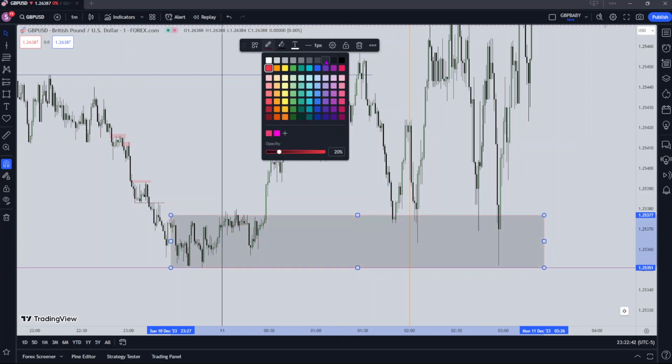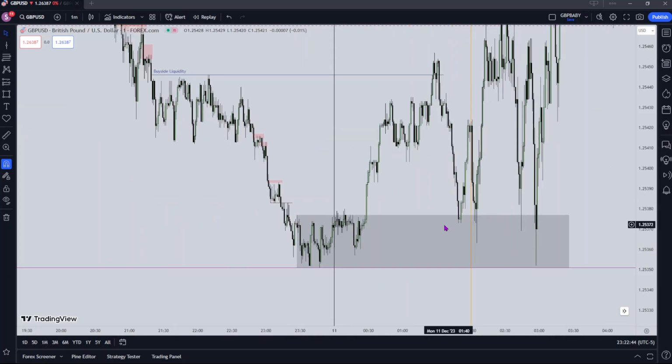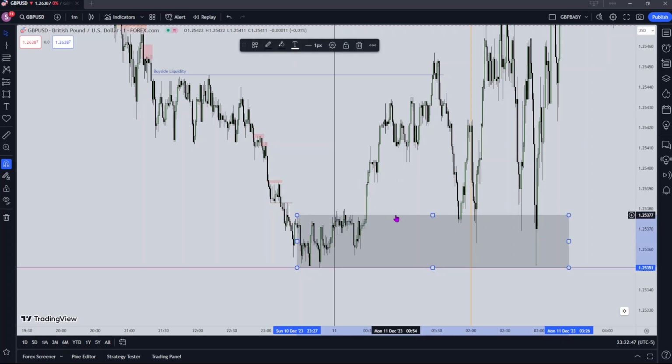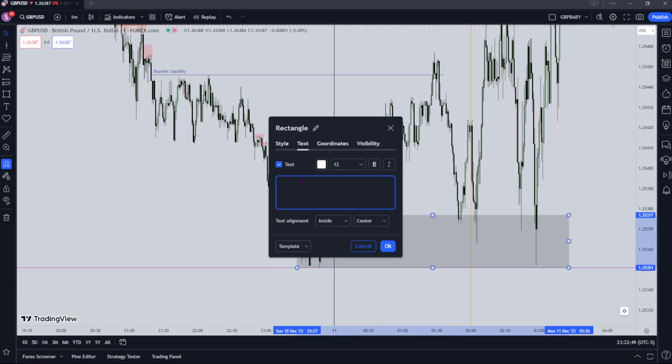Now, original consolidations is something that I need to work on myself, because I'm not actually entirely sure about how they work.